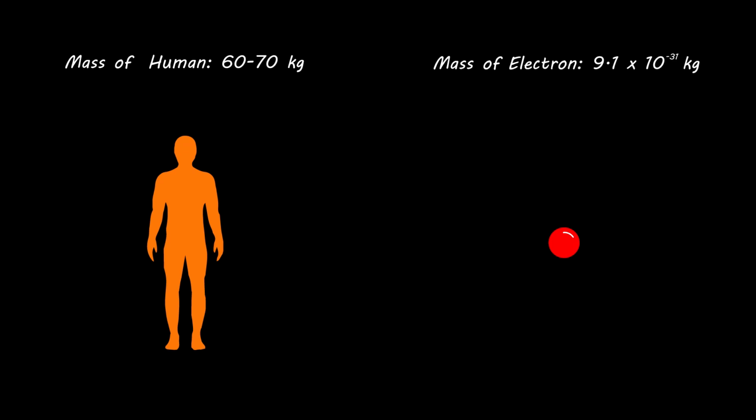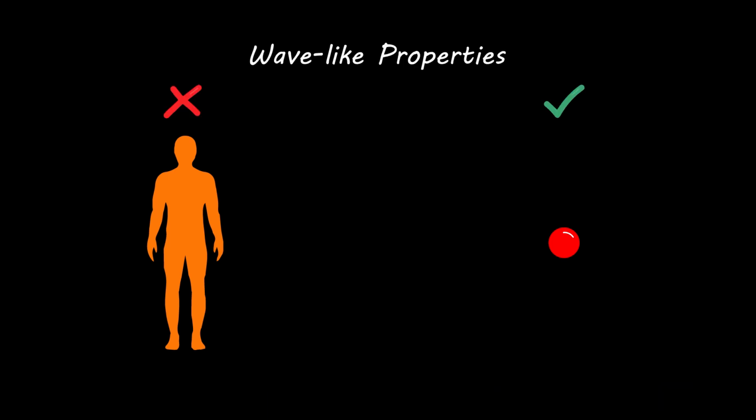Wait, so if an electron can have a superposition, I can too, right? Not exactly. You see, humans have a lot more mass than electrons, and because of this, the wavelength of a human is so small that a human would not be able to exhibit wave-like properties like an electron would.